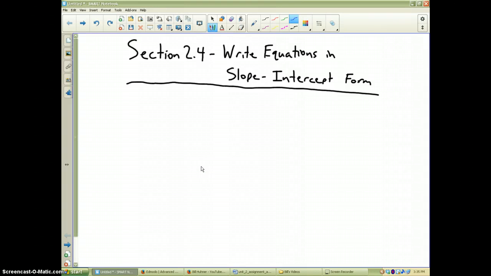Example number 2 in section 2.4 again is talking about writing equations in slope-intercept form. However, we are going to use what is called point-slope form to achieve our goal. Now, point-slope form is this formula.